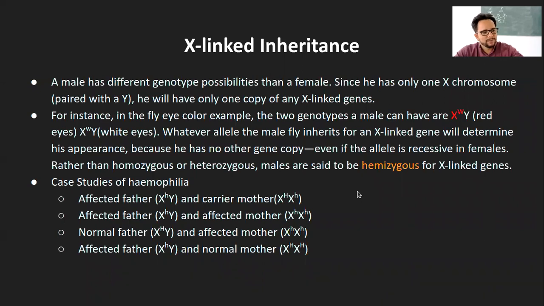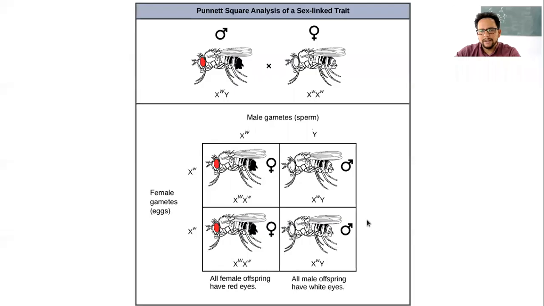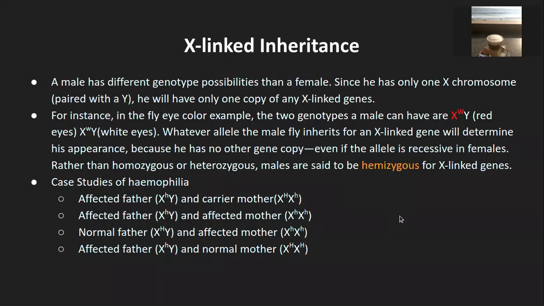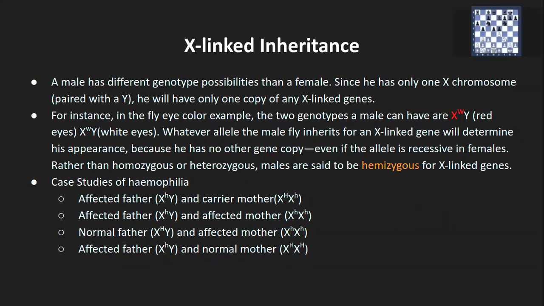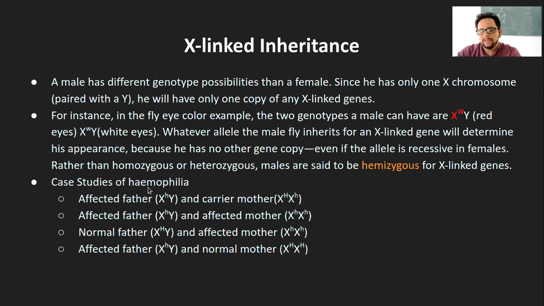Sir, could you just repeat our homework? I didn't get it. So I am saying you have to put this process in the Punnett square form and identify the offspring with their phenotypes. Okay.